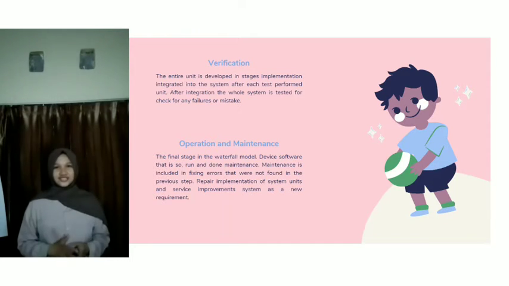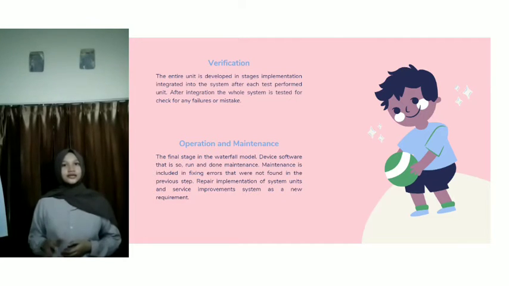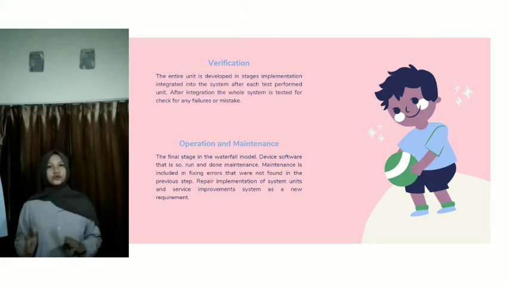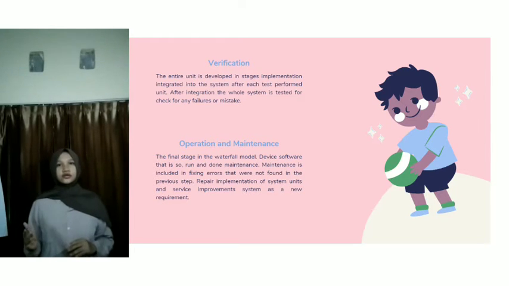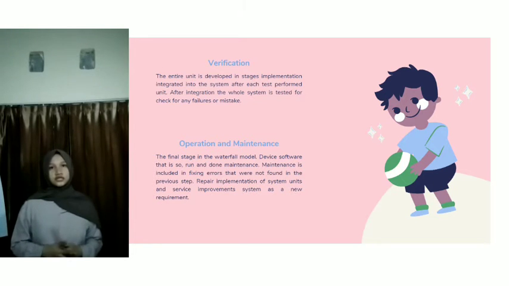And the last stage is operation and maintenance. The software is run and maintenance is done. Maintenance includes fixing errors that were not found in the previous steps, improving the implementation of system units, and improving system services as new requirements arise.